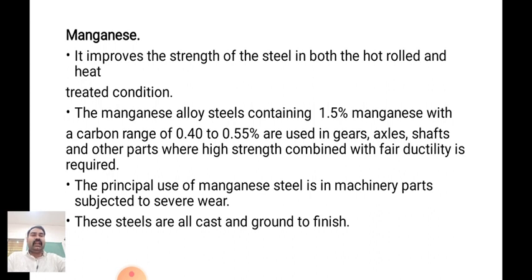Means a steel containing 1.5% manganese with carbon in the range of 0.4 to 0.55%, that steel containing manganese in that range will be used for the manufacturing of gear. We know that gear is used to transmit the power from one shaft to another shaft over compact distances. Okay, axle is a shaft which is used to support the rotating component.